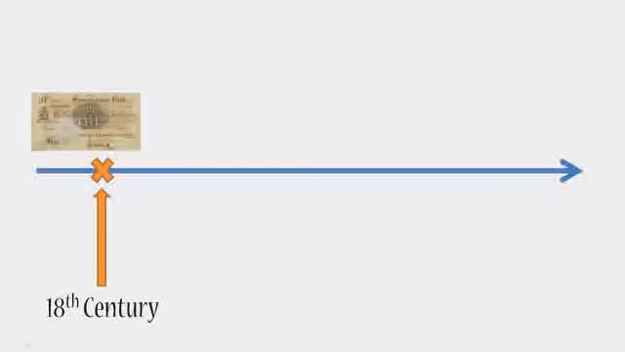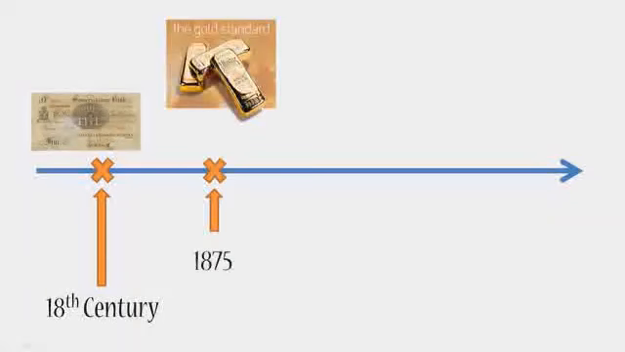The gold standard was agreed upon in 1875, and basically what it meant was that currencies became backed by the gold reserves of their countries. In essence, that means governments guaranteed conversion of currency into a specific amount of gold and vice versa. Let's look at an example. For instance, country A says that one unit of its currency equals 2 ounces of gold, and country B says that 1 unit of its currency equals 4 ounces of gold. And that basically means that you now know how to convert currency of country A into currency of country B.